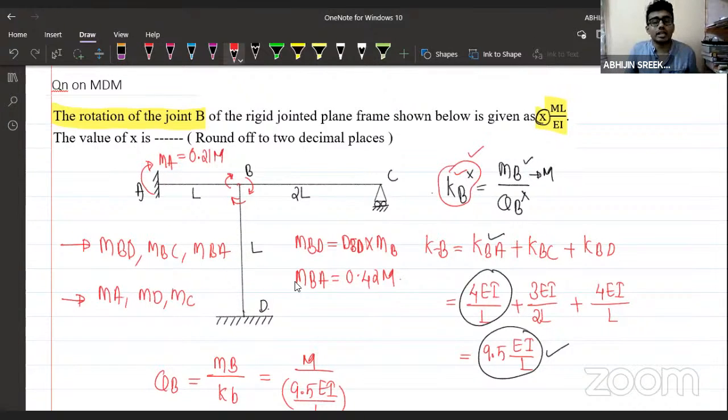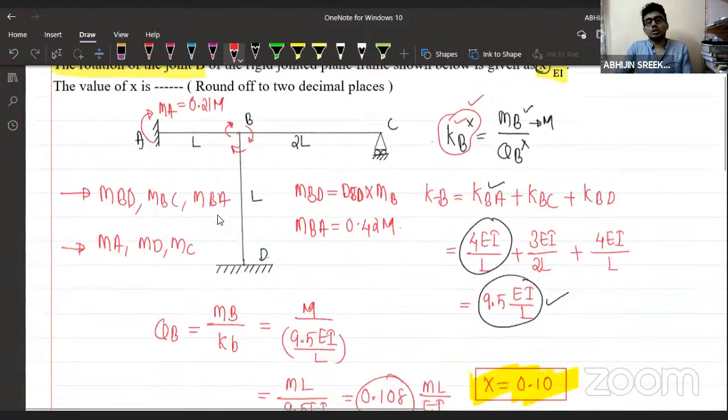They can ask anything, any question from a single structure. Only one structure was given, but think how many questions were possible. Theta B, theta C, and MBA, MBC, MBD, then distribution factor questions. Sometimes they can ask you the ratio of distribution factors, DBA to DBC, which you can calculate. So different kinds of questions are possible. What is the carryover factor? What is the carried over moment at the end? MA, MB, sorry, MC, MD, something like that. Okay, so this is how it goes.